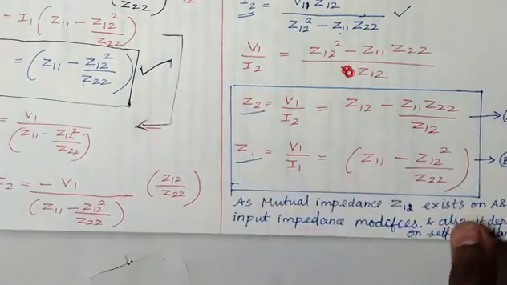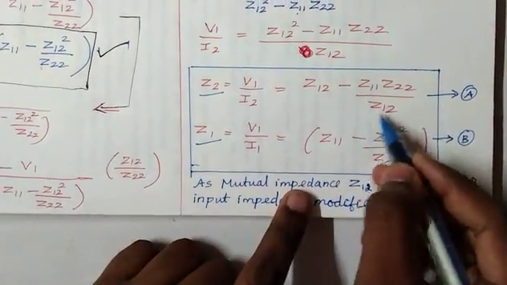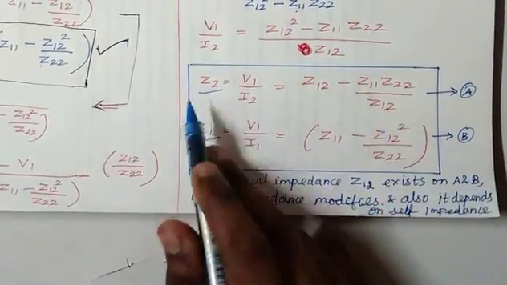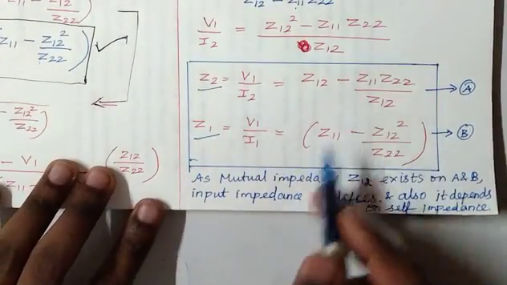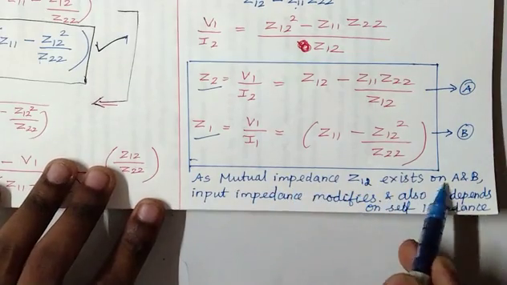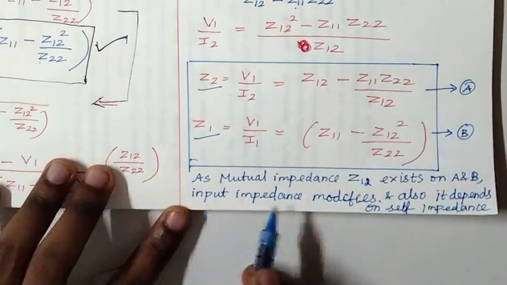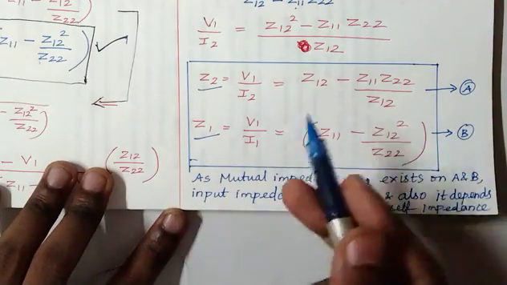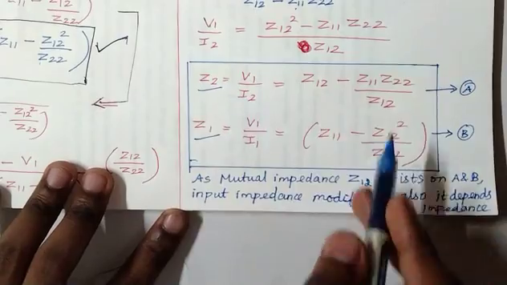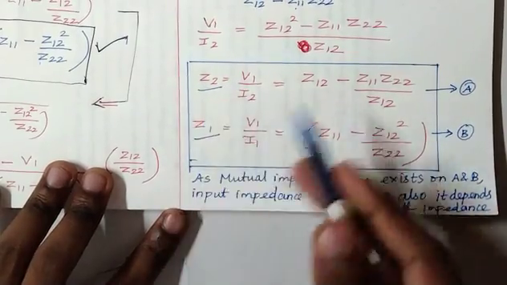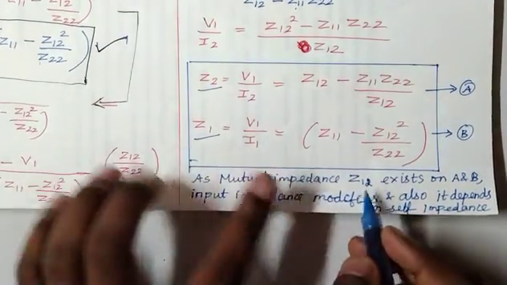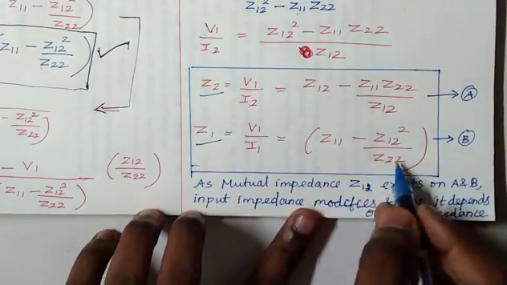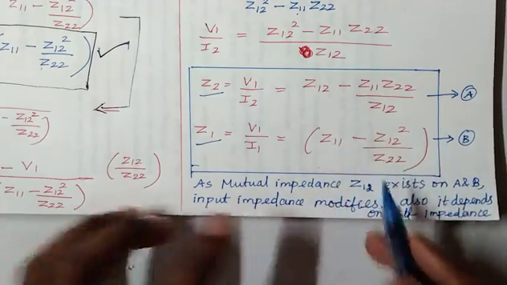So Z1 and Z2. What is the inference? We have mutual impedance here, and this mutual impedance finally affects my total input impedance. As mutual impedances Z1 and Z2 exist in equations A and B, the input impedance is modified because of this mutual impedance. Why does it arise? Because of the parasitic elements. So due to the presence of the parasitic elements, this mutual impedance substituting in the equation will modify the input impedance Z1 and Z2, and this input impedance also has self impedance values. So these are all self impedance values.